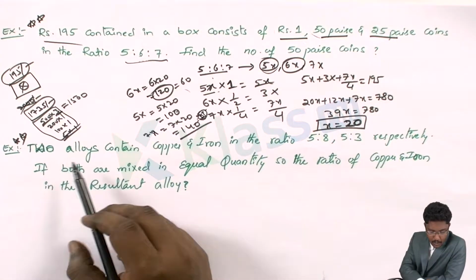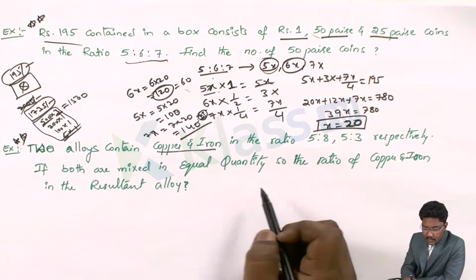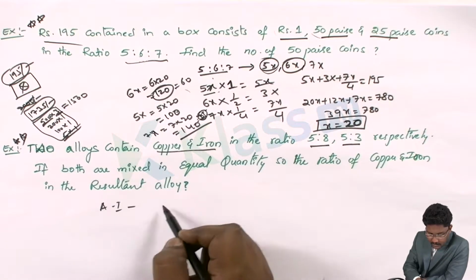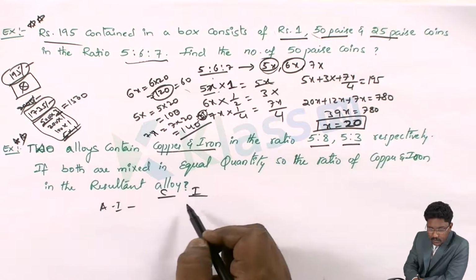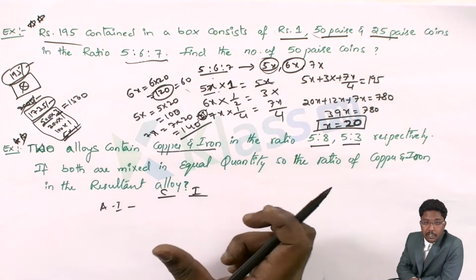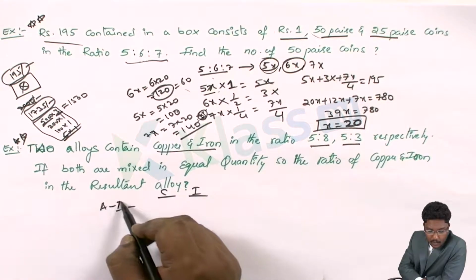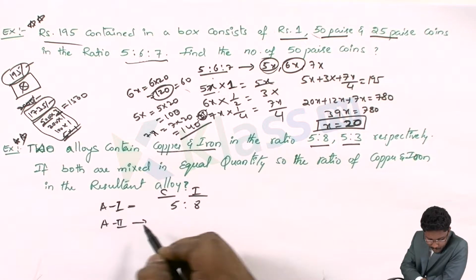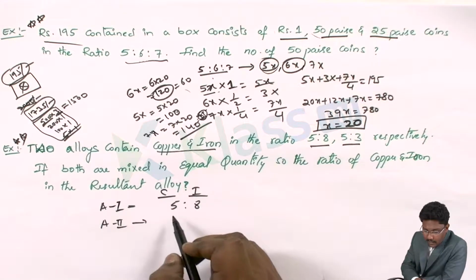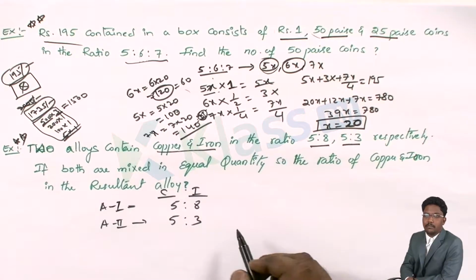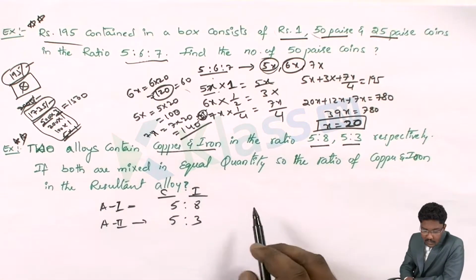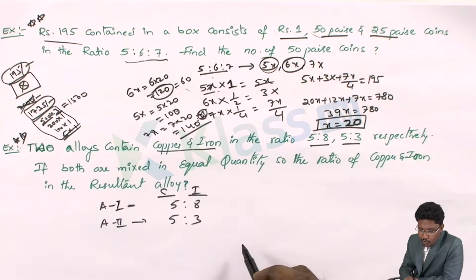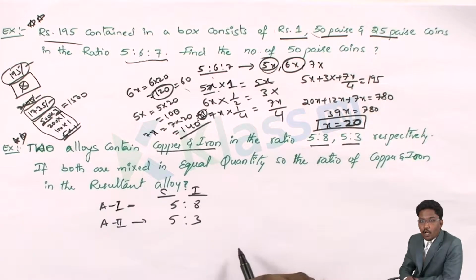Then, two alloys contain copper and iron in the ratios 5:8 and 5:3. Alloy is nothing but a mixture of two metals. Alloy 1 has copper and iron in the ratio 5:8, and another alloy has copper and iron in the ratio 5:3. If both are mixed in equal quantities, what is the ratio of copper and iron in the resultant alloy?